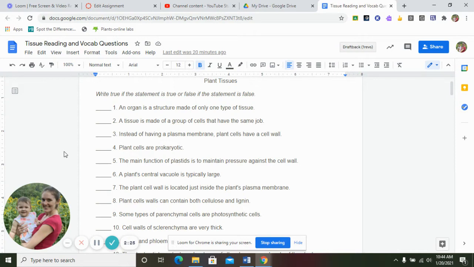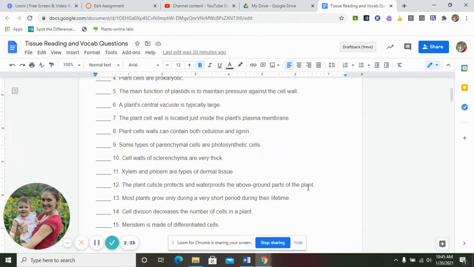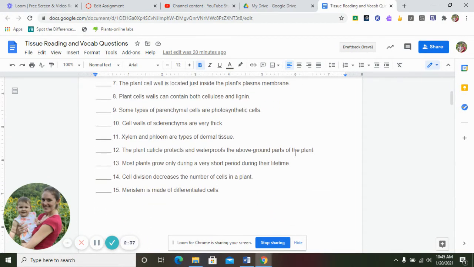Number 7, the plant cell wall is located just inside the plant's plasma membrane. That one is false. It is actually located outside of the plasma membrane. It protects it. Number 8, plant cells contain both cellulose and lignin. That one is going to be a true one.